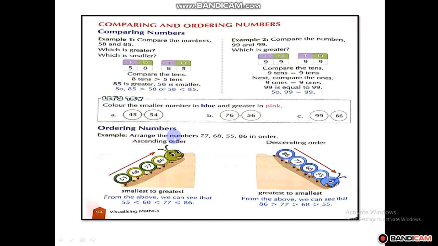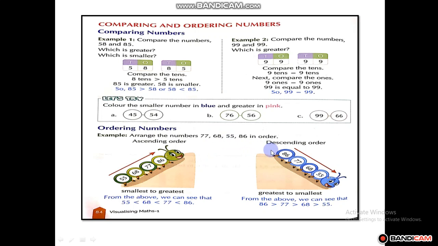Example, arrange the numbers 77, 68, 55, 86 in order. This is ascending order. Ascending is going forward. Clear? Going forward. That is smallest to greatest. Ascending is smallest to greatest. So smallest number is 55. So we will write here 55, and then after 55, 68. In this way you will copy the numbers, then 77, then 86. This is smallest to greatest.